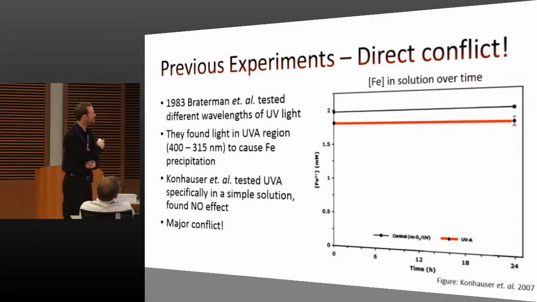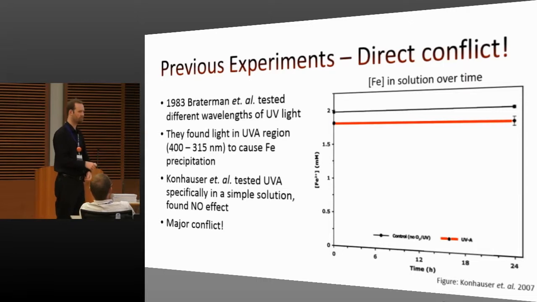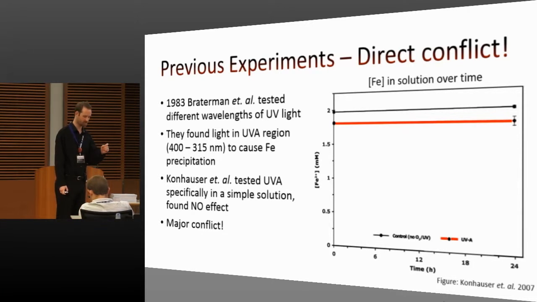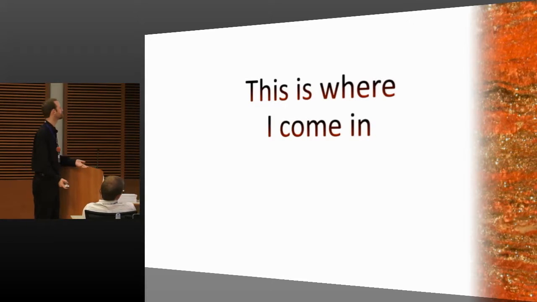But then there was actually a direct conflict. The 83 paper tested different wavelengths of UV light specifically, and they found that UVA causes precipitation. That's where the FeOH+ absorbance is. But the later paper tested UVA specifically in a simple solution, as in the previous experiment, and found absolutely no effect. That is the red line on the graph. The black line is their control. Major conflict. So this is where I come in.